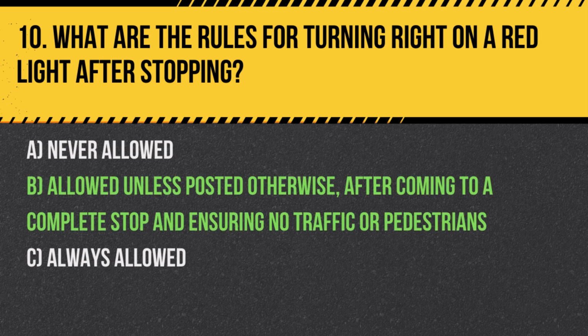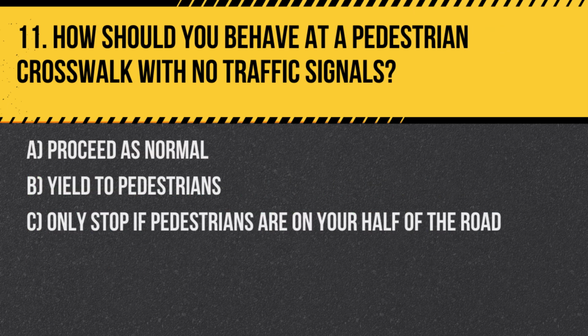Answer. B. Allowed unless posted otherwise after coming to a complete stop and ensuring no traffic or pedestrians are in the way. Question 11. How should you behave at a pedestrian crosswalk with no traffic signals? A. Proceed as normal. B. Yield to pedestrians. C. Only stop if pedestrians are on your half of the road.